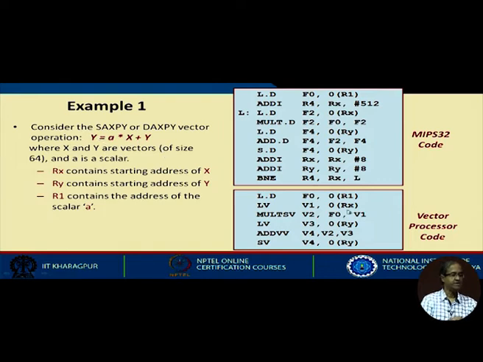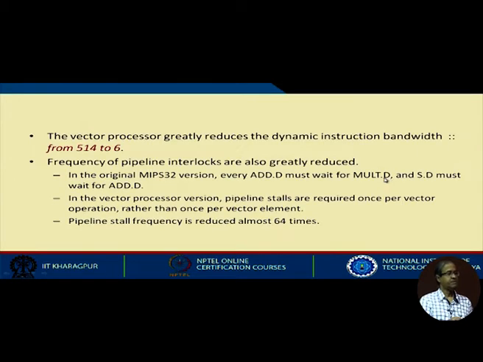Right. Now, you see in this code there are no loops. Here these three instructions were the loop overheads, this add immediate and BNE. Here there are no such instructions. This is the big advantage of the vector processor. There are only 6 instructions here and here there are 3, 4, 5, 6, 7, 8, 9, 10. So, one advantage of the vector processor is that it reduces the dynamic instruction bandwidth.